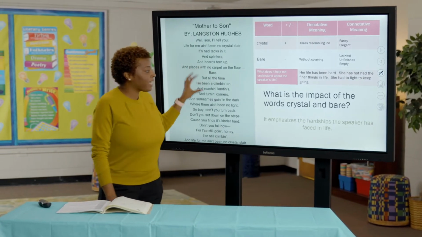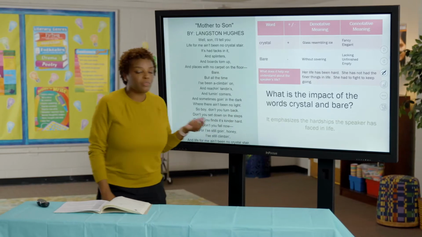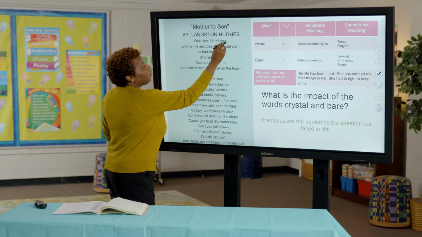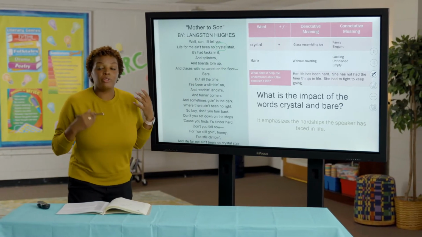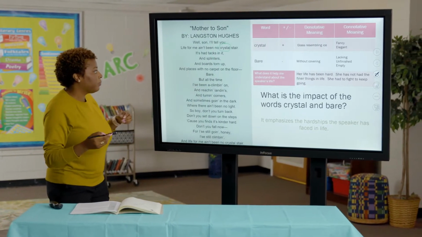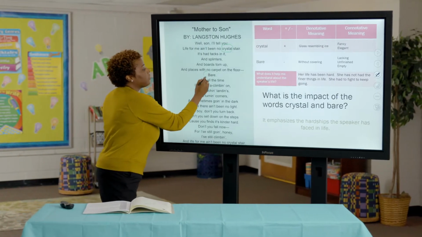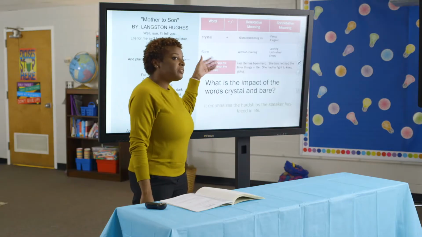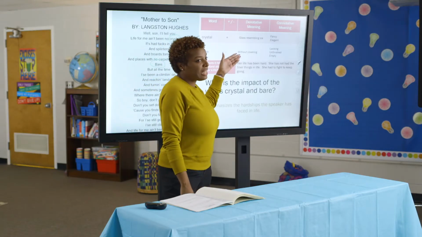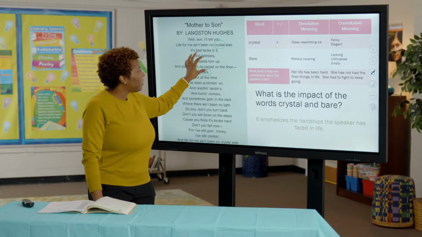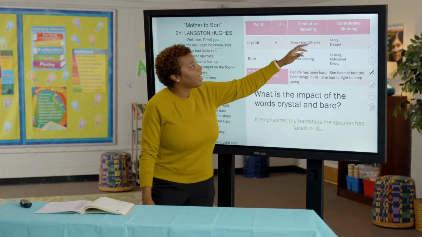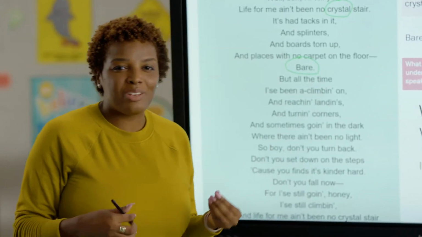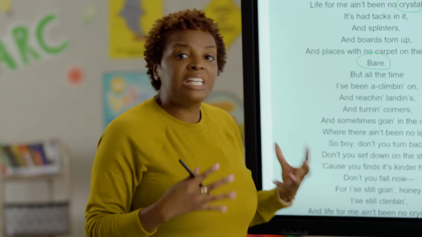As we go back into the poem, I want you to think through what is the impact of the words crystal and bare. With the word crystal, we know that Hughes is describing the staircase as being crystal. And with the word bare, he also describes the staircase as being bare. The denotative meaning of crystal is glass resembling ice. Based on this excerpt, the connotative meaning would be fancy or elegant. When I read the word crystal, I think of something that's fancy, elegant, really nice.